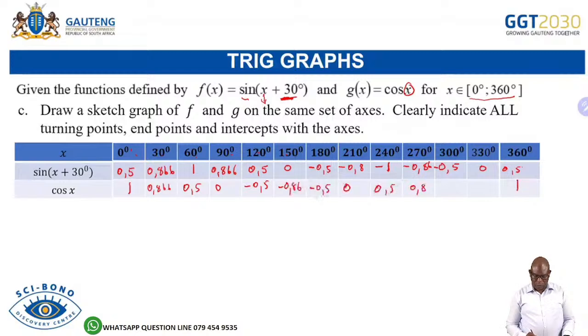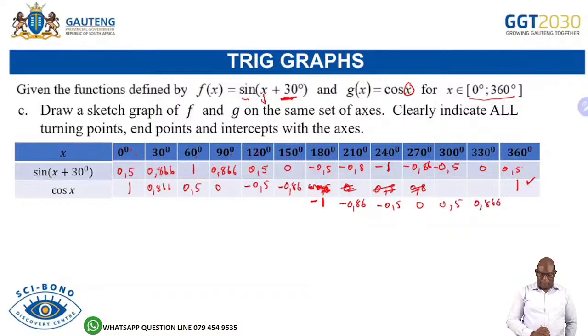Okay, so I'm just going to quickly check. At 150 it will be negative 0,866. At 180 that is going to be negative 1. Sorry, that should be negative 1. Then we have negative 0,866. Okay, and then at 240 it will be negative 0,5. And at 270 it's going to be a 0. Then we're going to have a 0,5, and a 0,866, and we have a negative 1.